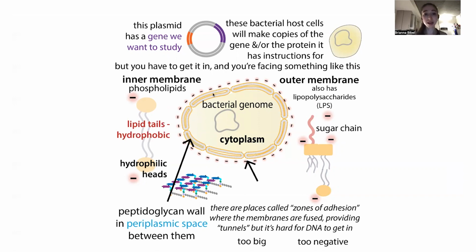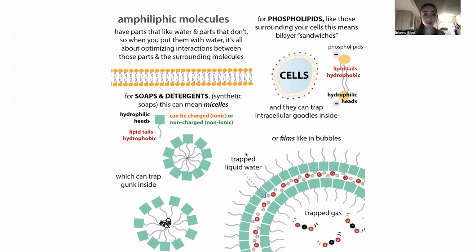And so basically, there's this inner membrane which has these phospholipids. These phospholipids are similar to the phospholipids that make up our cells. And these phospholipids are amphiphilic, which means they have a part that's hydrophilic, so a part that water likes, in this case, these hydrophilic negatively charged heads, and a part that's hydrophobic, so that water avoids, these hydrophobic tails. And the hydrophobic parts are going to kind of blob together. The hydrophilic parts are going to be exposed to the water, and you get this lipid bilayer.